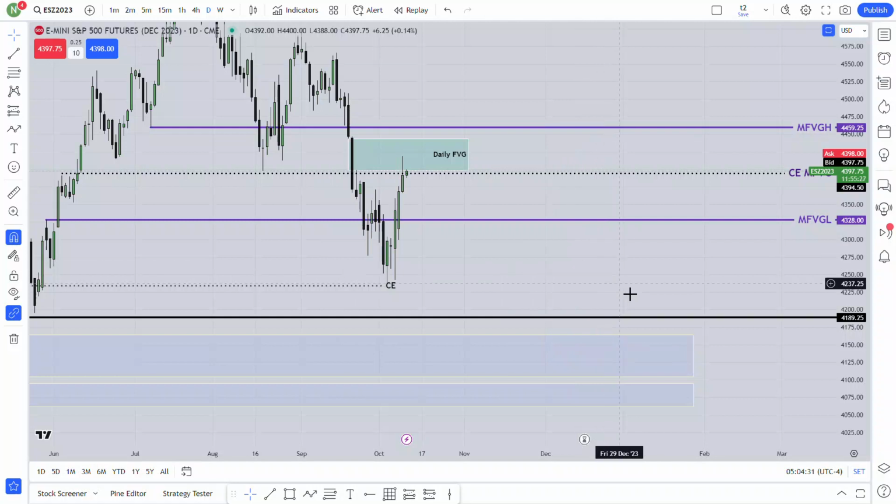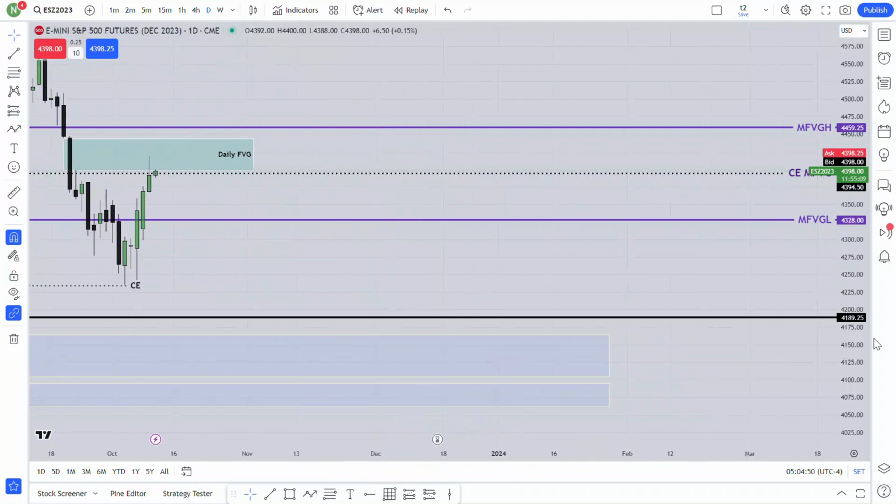If you see yesterday's price action, it actually went to the daily fair value gap, but where did it close? It has closed just below the consequent encroachment of the monthly fair value gap. This actually made me confident that the market will go lower. And now look at today's candle.